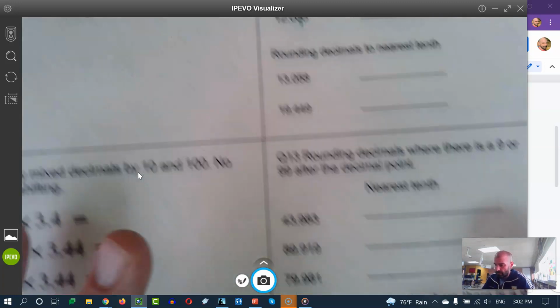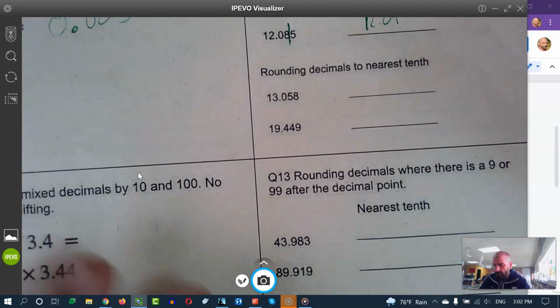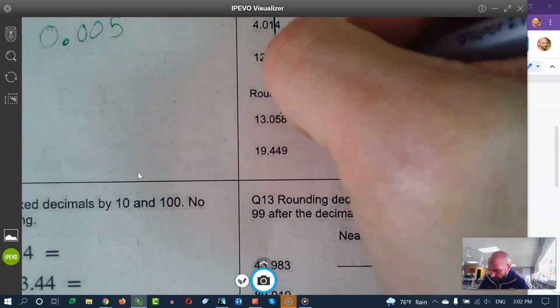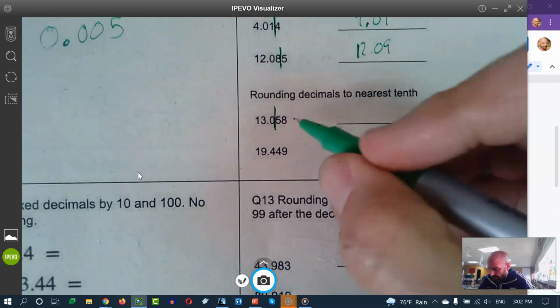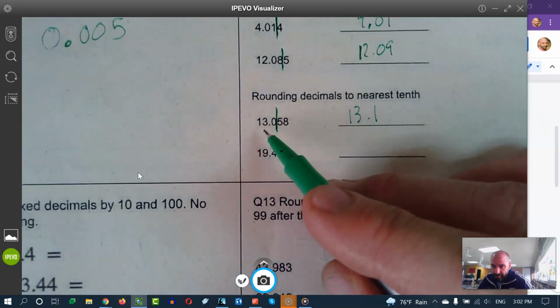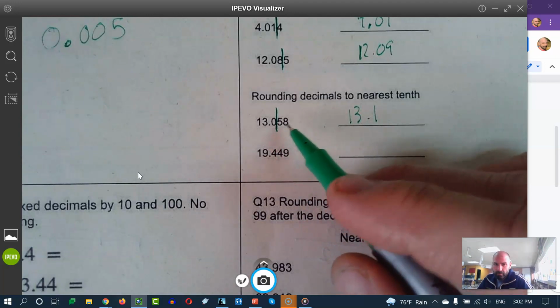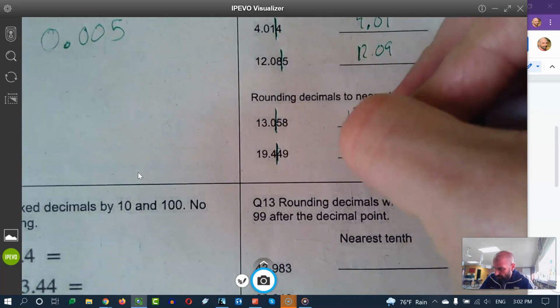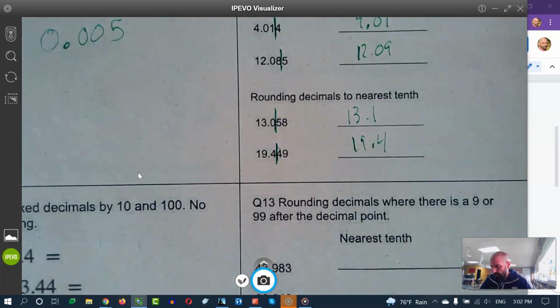Rounding the decimals to the nearest tenth. Did I do that on purpose, like mess you up like that? Sorry if I did. Tenth. Here's my tenth. There's a 5 next door. 13 and 1/10. So what are the 2/10ths it's between? 13 and 13 and 1/10. This number. All right. Tenths again. We're staying the same. 19 and 4/10.